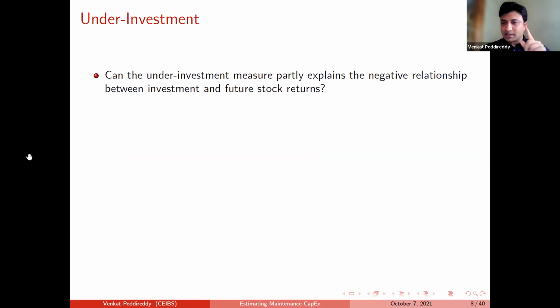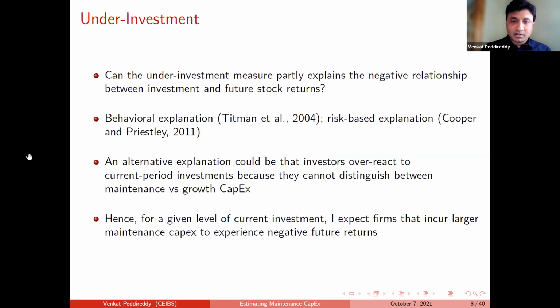The next construct, I'll just finish this one. The next construct is the under-investment and the implications of it. Now I use this investment actually to look at a bigger question of the relationship between investment and future stock returns. There's a big literature on this question, and it's been established that there's a negative relationship between investment and stock returns. Now, there are so many explanations provided for it, the major ones being the behavioral explanation, saying that investors go for empire building, so these investments do not actually result in growth in future earnings.